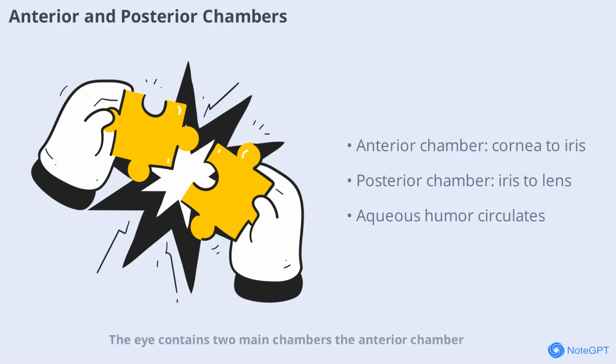The eye contains 2 main chambers: the anterior chamber located between the cornea and iris, and the posterior chamber between the iris and lens. Both are filled with aqueous humor, a clear fluid that maintains intraocular pressure and provides nutrients to avascular structures. The anterior chamber is about 2.5 millimeters deep in adults, and its angle contains important drainage structures like the trabecular meshwork and canal of Schlemm, which regulate fluid outflow.